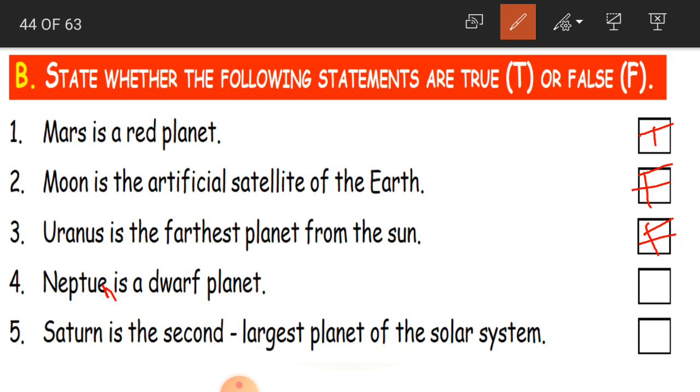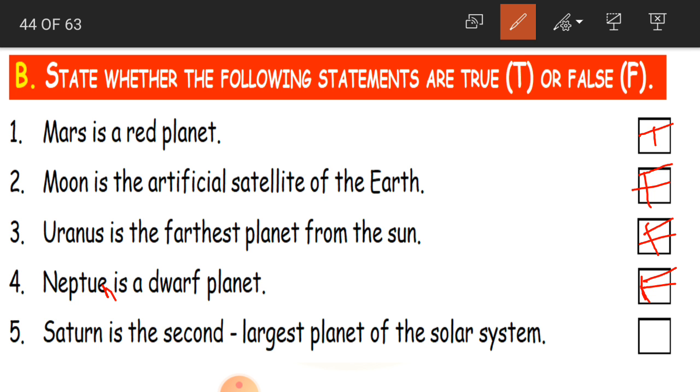The fourth one, Neptune is a dwarf planet. Is it true or false, children? False. Why? Because Neptune is a planet. Pluto is a dwarf planet. Not only Pluto, we have some other dwarf planets also, but Neptune is not a dwarf planet. And the fifth one is Saturn is the second largest planet of the solar system.